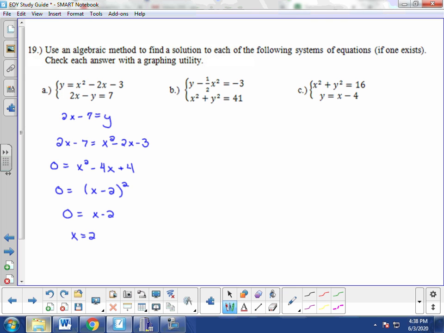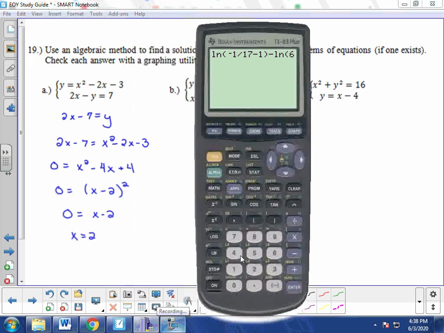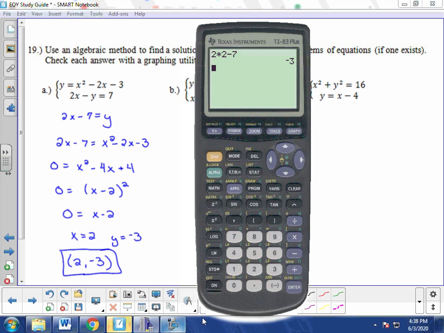Then I can take this x equals 2 and substitute it right back in there for y. I'm going to save some work and just do this on the calculator. So 2 times 2 minus 7 gives me y equals negative 3. My solution then would be (2, negative 3). So this line and this quadratic equation would intersect at the point (2, negative 3).